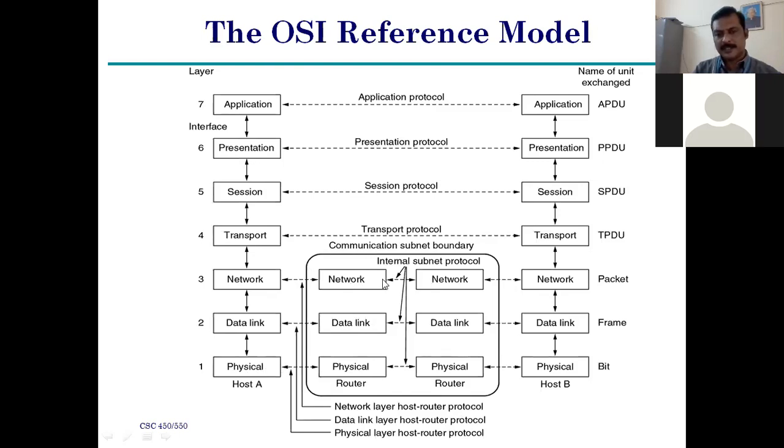So network and network: in between these two networks there is a connection. That connection is also known as the internal subnet protocol. This is one example diagram. In some cases there is no need for a subnet, so you only establish 7 layers at the sender side and 7 layers at the receiver side, with a simple connection: application protocol, presentation protocol, session protocol, transport protocol, network layer protocol, data link protocol, and physical layer protocol, without using a subnet.